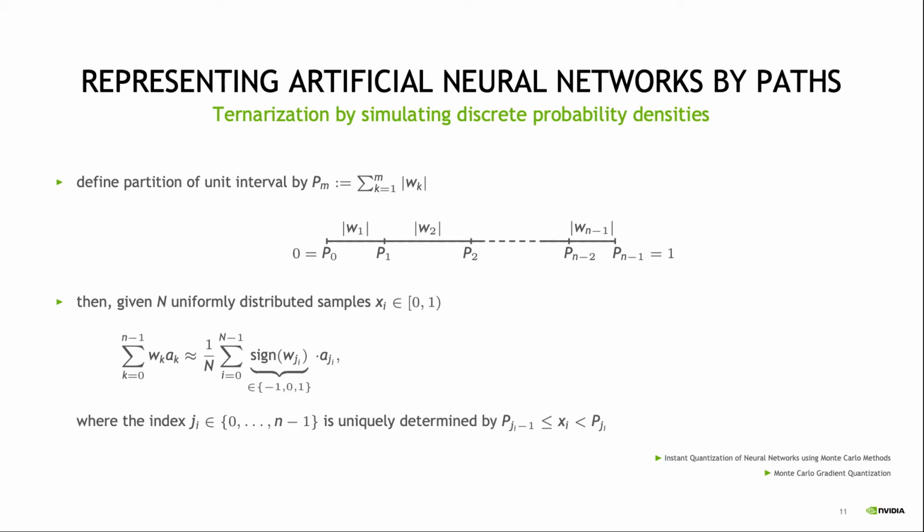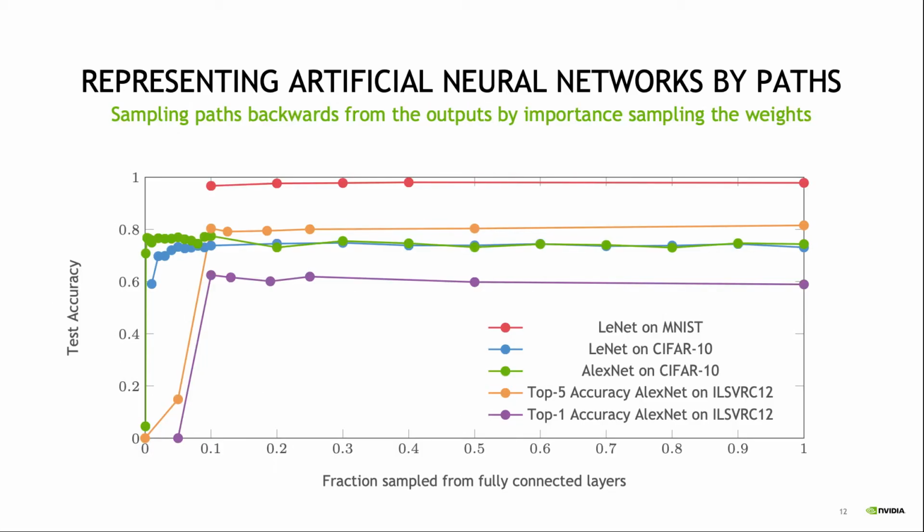This amounts to quantizing the weights of a neural network to either -1 for negative weights, +1 for positive weights, or 0 for omitted weights. This quantization process also is called ternarization. The graph shows test accuracy of a selection of image recognition networks when quantizing them by paths as just described. Along the x-axis we see that there is no notable degradation in test accuracy unless the fraction of sampled paths becomes less than 10% of the number of connections in the fully connected layers.